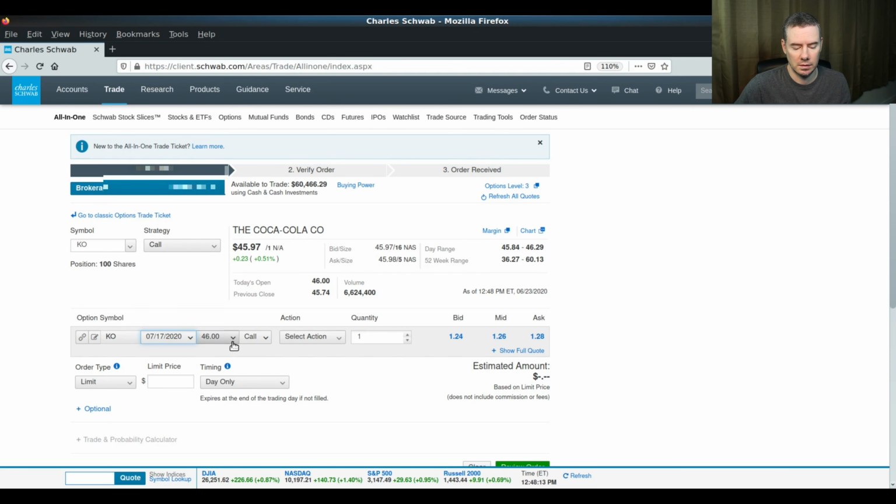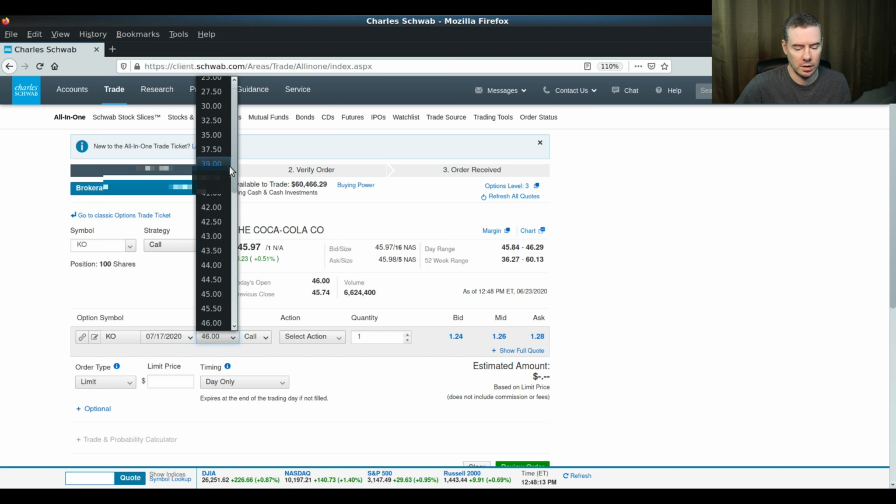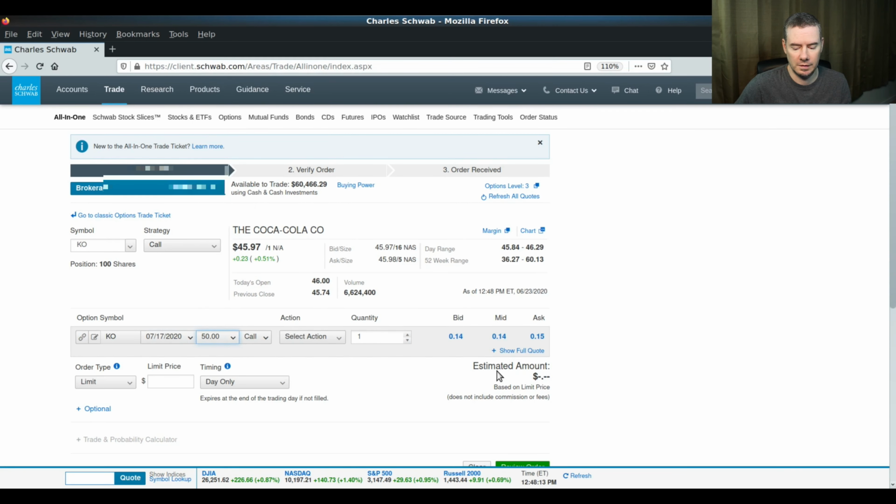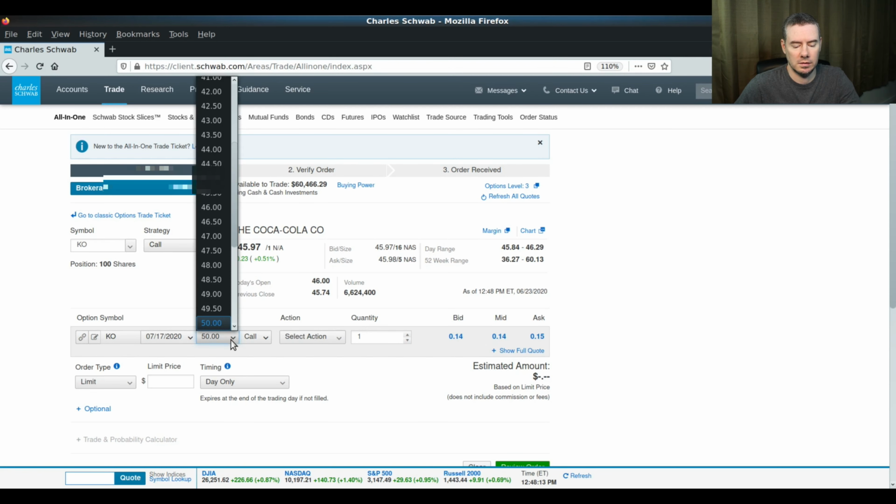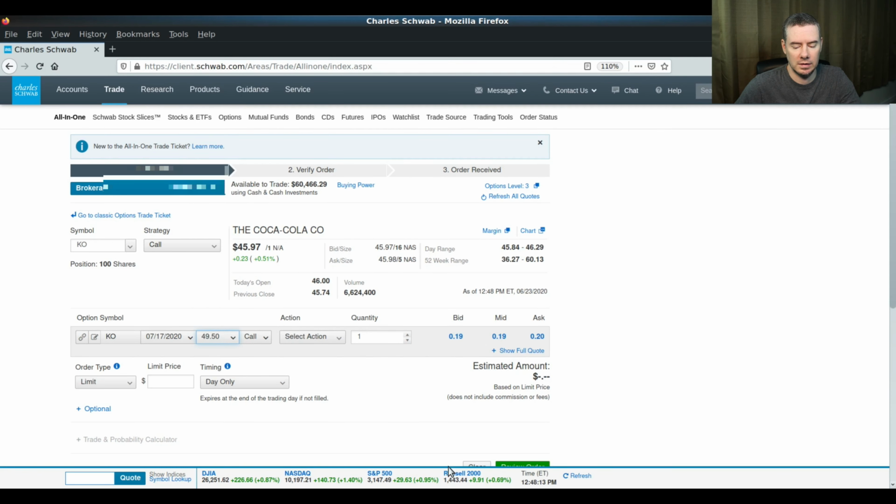And let's see here, strike price is 49. Let's try 50 first. And it's just not a lot of money there with the 50 strikes, so let's go ahead and see what the 49.50s are worth. And that's a little bit better. It's about 19 cents, 20 cents. So let's do it as sell to open. One contract. We have 100 shares, so we're gonna do one contract.